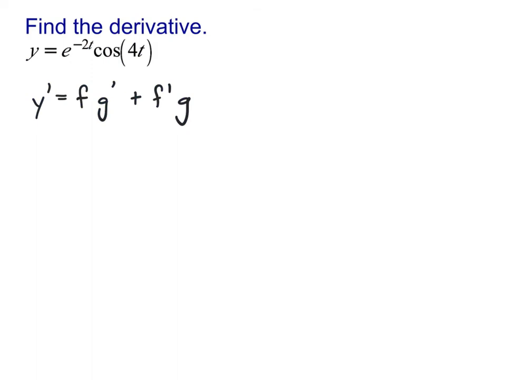Now, if we were looking at doing this back to our original rule, if I just wrote it in terms of the original rule, we got y prime equals f g prime plus f prime g, original times derivative plus derivative times original. If I were writing it this way, that would mean that I'd be calling this function f, and I'd be calling this function g. So in terms of lining up what goes where, that's how we're going to be approaching it.